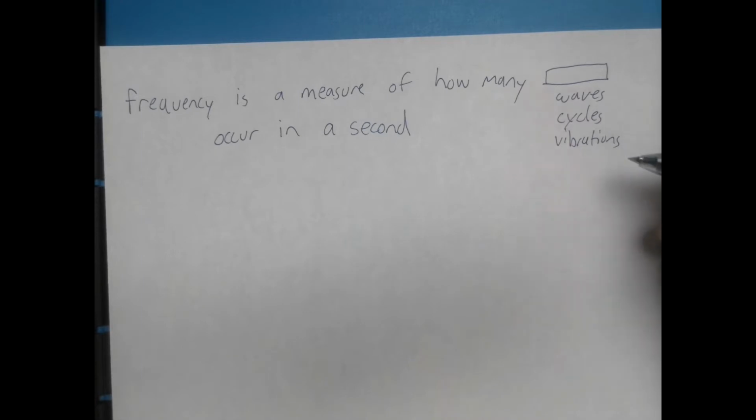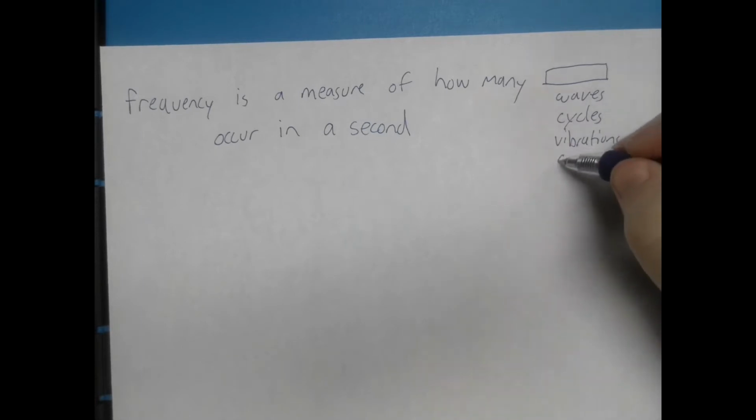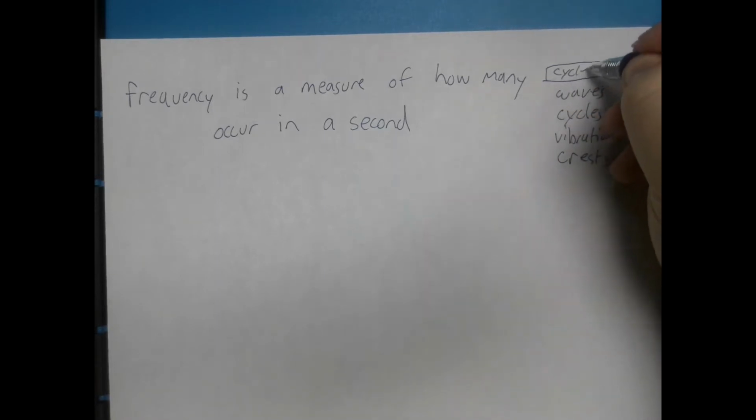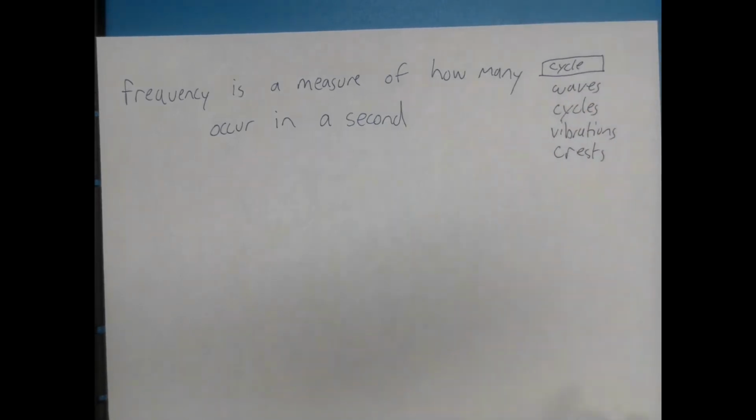Let's see, what's another word? It could be oscillations. It could be crest. So it's a measure of how many cycles per second. How many waves per second.